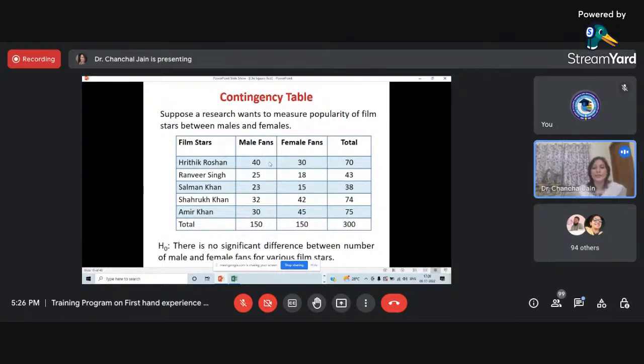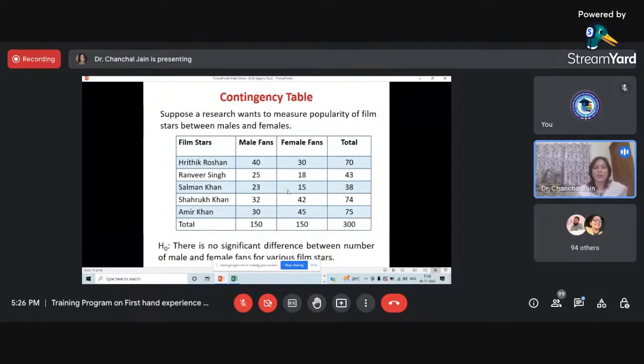So if I want to see the fan following for Hrithik Roshan, you can say a total of 70 people are fans of Hrithik Roshan. Similarly, if I want to find how many males are fans of these film stars, you can see 150 are male fans who like these stars, and again 150 are females who like these film stars. So we can say this is the data of 300 people in total.